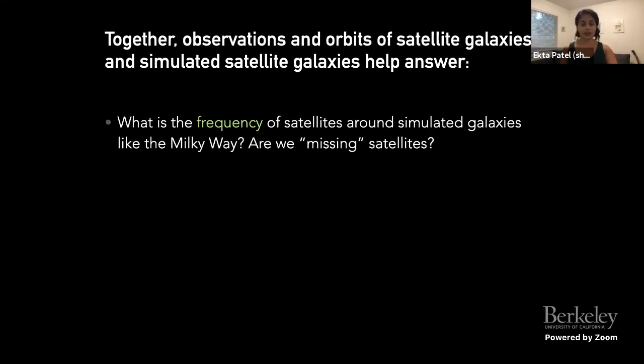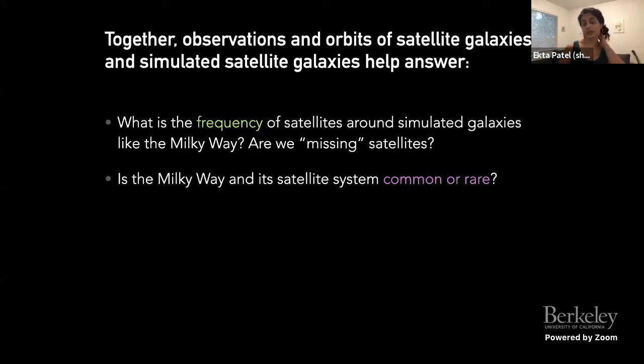And so far, we have found about 60 satellite galaxies around the Milky Way. And what these simulations tell us is there actually should be maybe something like 200 satellite galaxies orbiting around the Milky Way. So we still have a way to go in finding, especially, these very faint, ultra faint dwarf galaxies, many of which have just been discovered in the last few years. So hopefully with new telescopes and new technology, we'll be able to bridge that gap between the observations and the simulations. Another question we can answer is, are the Milky Way and its satellite system common or rare?